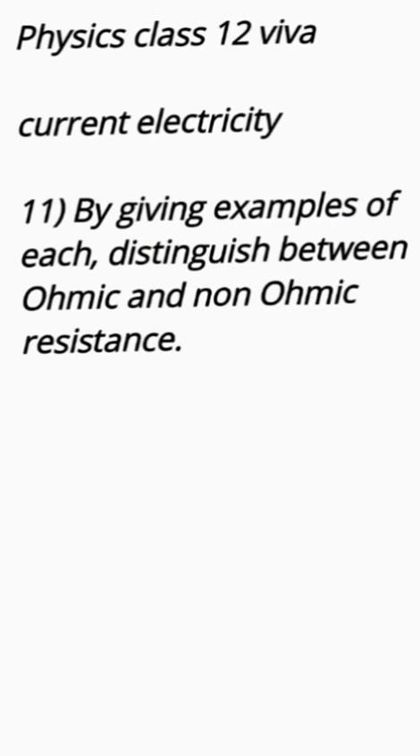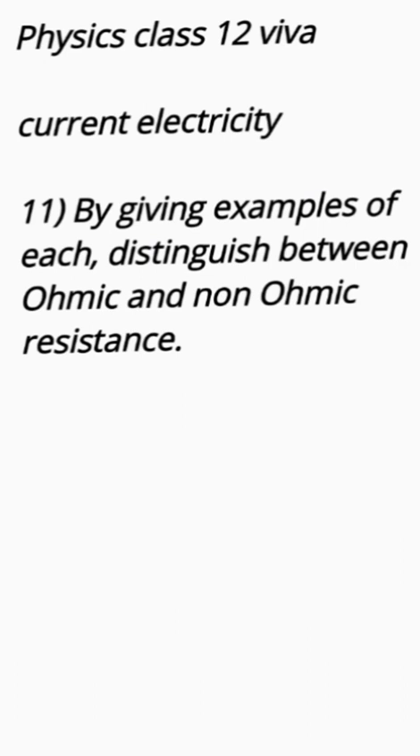Okay, by giving example of each, distinguish between ohmic and non-ohmic resistance. So basically, we are talking about the object or devices through which current is flowing. So if the voltage to current relation follows Ohm's law, then it is ohmic resistance, and if it does not follow, then it is non-ohmic resistance.